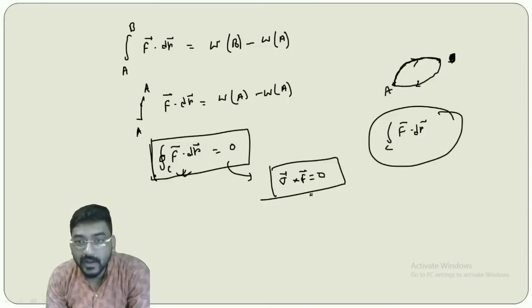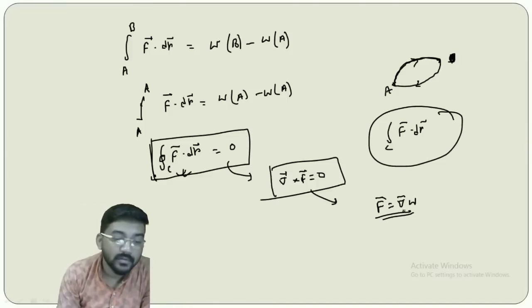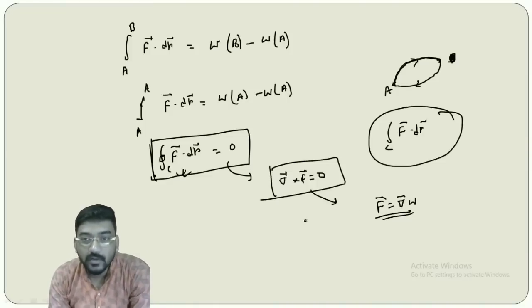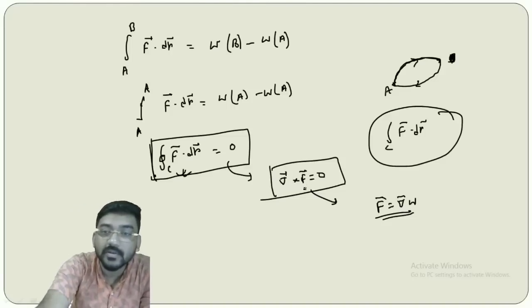And when curl of f is equal to 0, we can prove that f is equal to the gradient of w. Okay, so now let me take a function, and let me check whether curl of f is 0 or not.